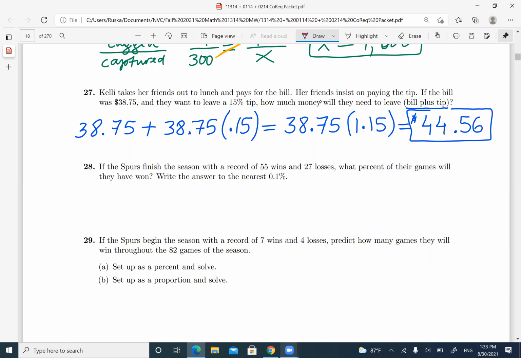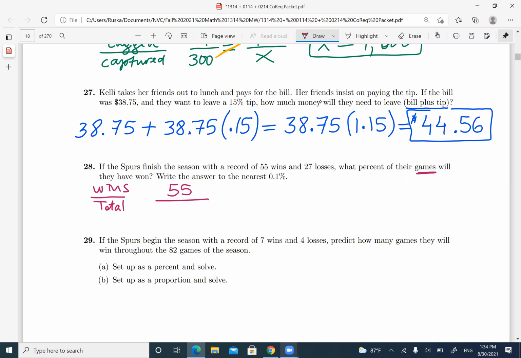If the Spurs finish the season with a record of 55 wins and 27 losses, what percent of their games, see the total games, will they have won? And you have to round to the nearest 0.1%. So they win 55, right? If I want to find the percent, I need to calculate the wins divided by the total games, always. So how many wins they have? 55.